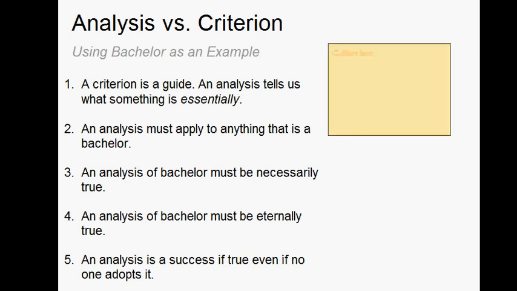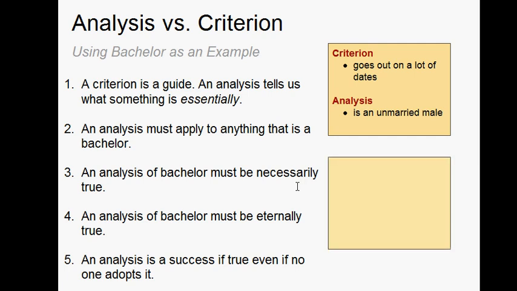This might all make more sense with an example. Suppose you meet a guy who goes out on a lot of dates. That might be a good criterion for identifying a bachelor, but of course the guy could be a sleaze and going out on dates even though he's married. So it's not essential to being a bachelor that you go out on a lot of dates. An analysis of being a bachelor would probably be something more like being an unmarried male. So you can see the analysis here probably does meet our criterion, or our list over here, but the criterion here doesn't necessarily. Let's do another example.